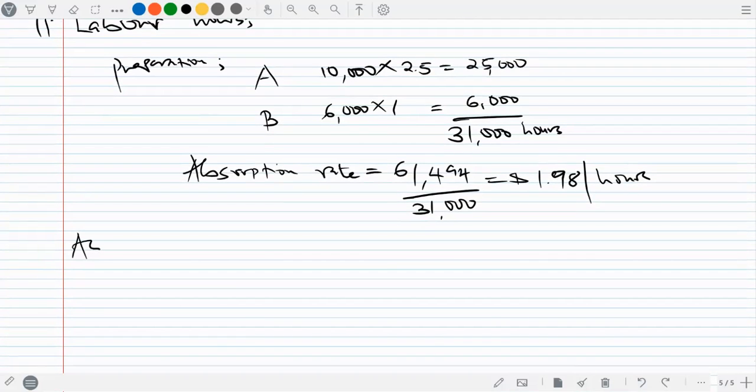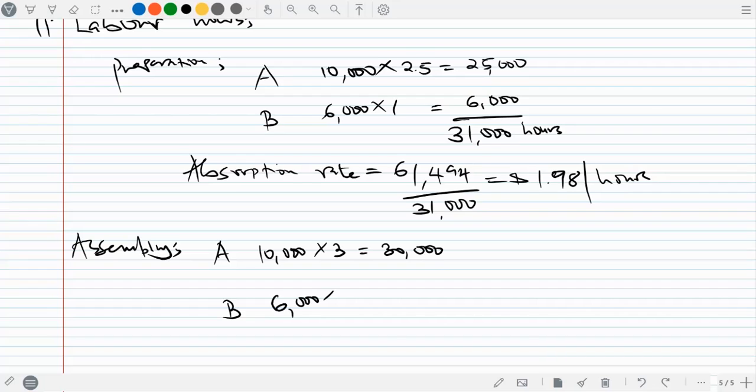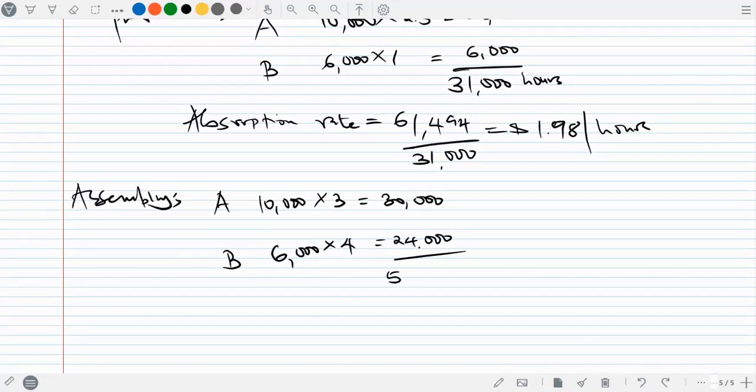So the next is the assembly department. We have product A, we have product B. In product A, we are going to make 10,000 units during that time period. The labor hours spent per unit under the assembly department is equal to 3, therefore times 3, 30,000 hours. In product B, there are 6,000 units, and the labor hours under the assembly department is 4, therefore times 4, to give 24,000. Total labor hours under the assembly department will be equal to 54,000 hours.